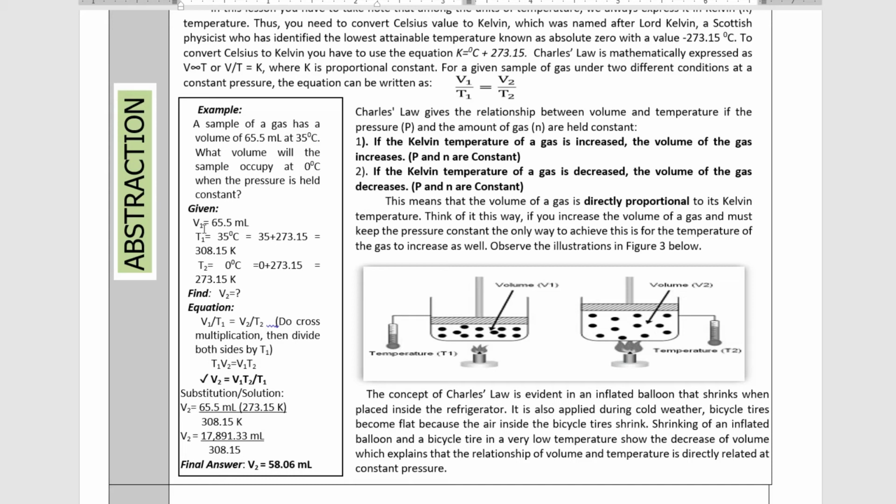Just follow. Since you've already labeled condition 1 as volume 1 and temperature 1, you just have to substitute the values. Okay, then do the operations, then you will finally get the final answer.